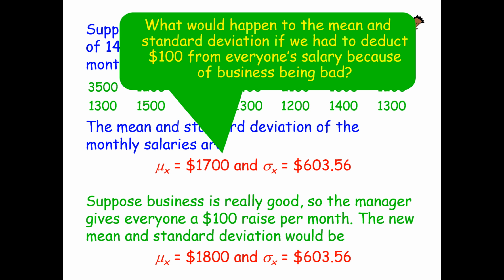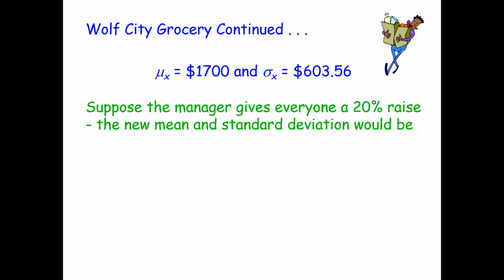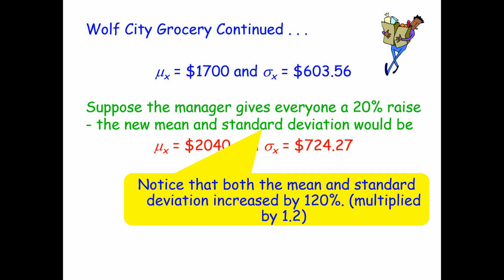Now, suppose that the manager gives everyone a 20% raise. So here, the new mean and standard deviation would be as follows. Our mu sub x would be $2,040, and our sigma sub x would be $724.27. So notice here that both the mean and standard deviation increased by 120%. We multiplied by 1.2.